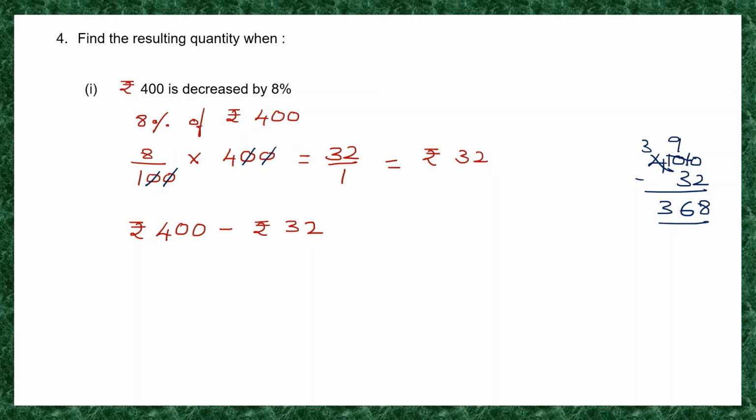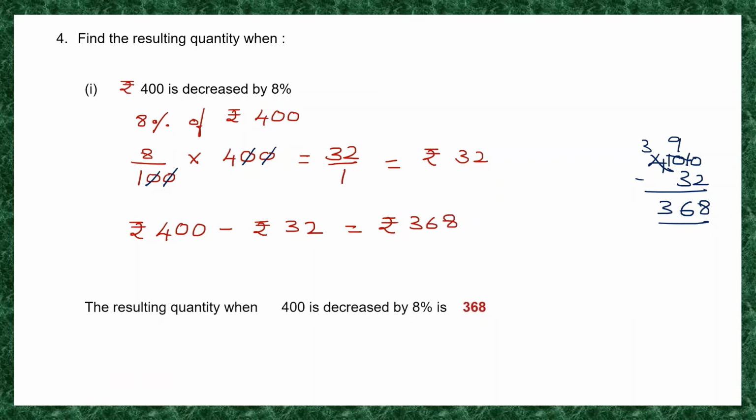So 400 rupees minus 32 rupees is 368 rupees. That means the resulting quantity when 400 rupees is decreased by 8% is 368 rupees.